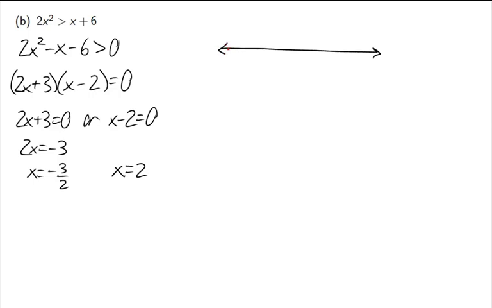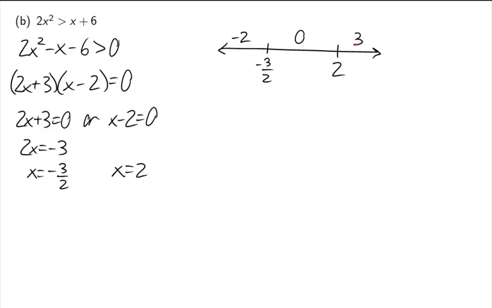Then we plug these numbers in on a number line. And I am keeping them in order deliberately. So let's pick some test points. To the left of negative 3 halves, I will pick negative 2. Between negative 3 halves and 2, I will pick 0. And larger than 2, I will pick 3.